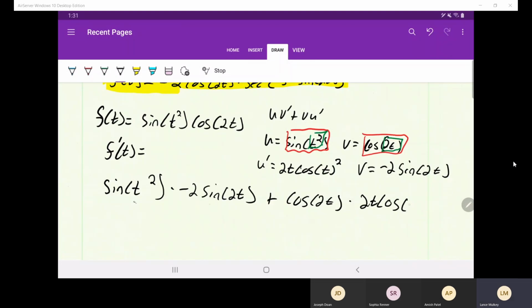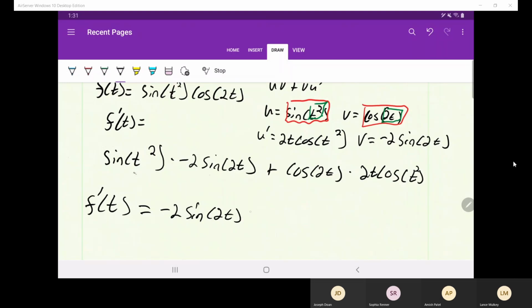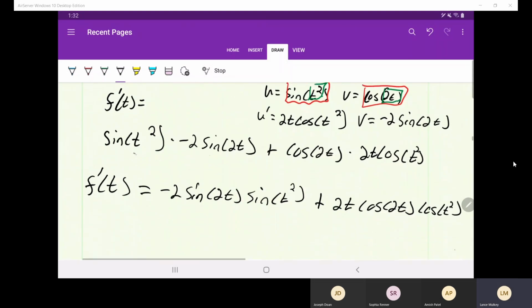Two t cosine t squared. Sorry, I keep writing it like this. It's a habit. So simplifying it, right here: negative 2 sine 2t sine t squared. All right. And that whole thing is your answer.